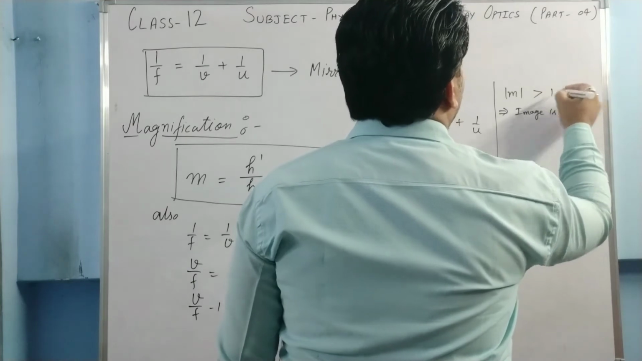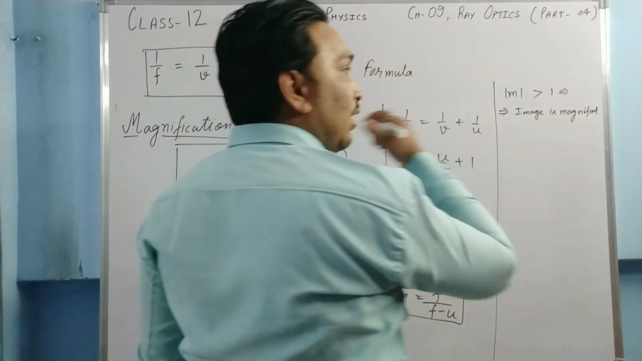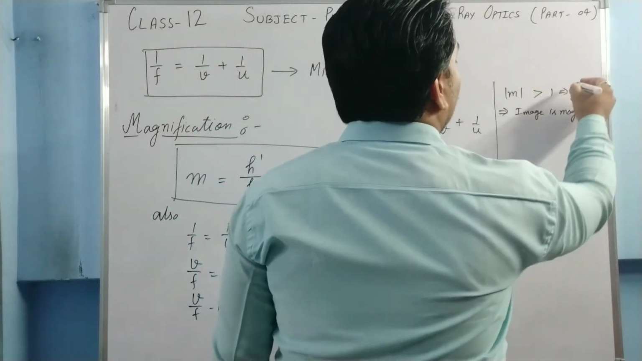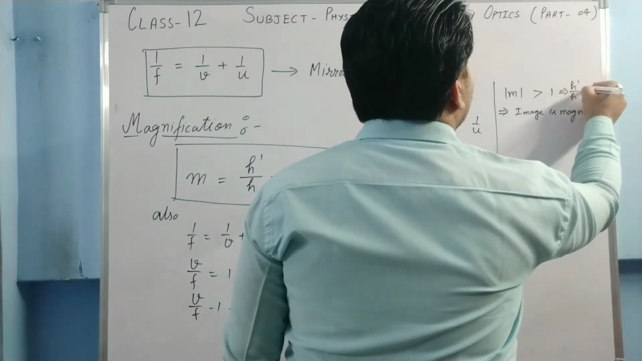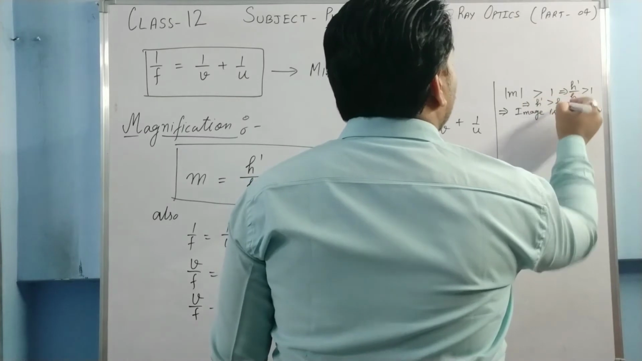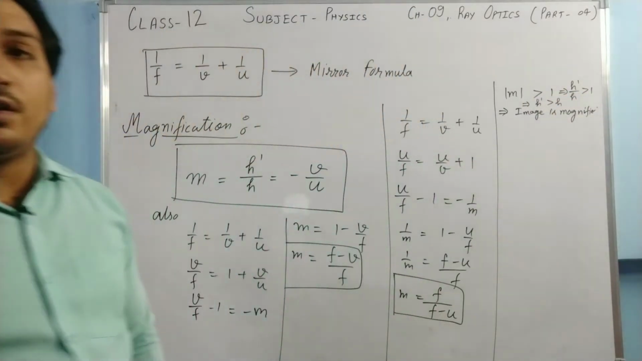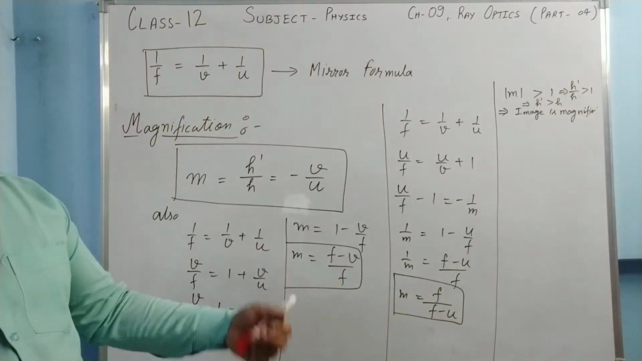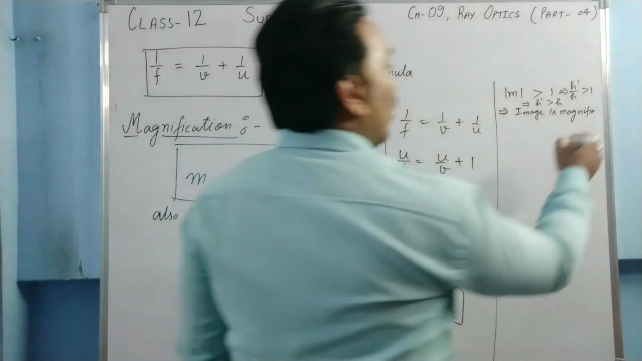Why is it so? If magnitude of m is greater than 1, it simply means h dash upon h is greater than 1, which simply indicates that h dash is greater than h. So height of the image is greater than height of the object, and that is why the image is magnified.